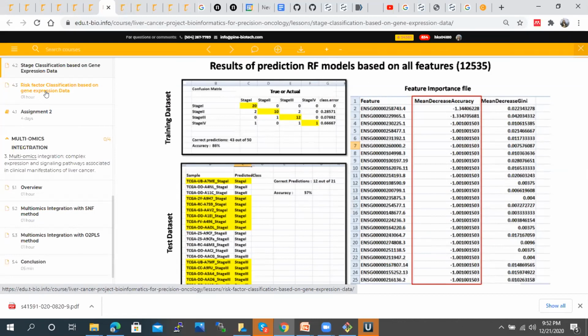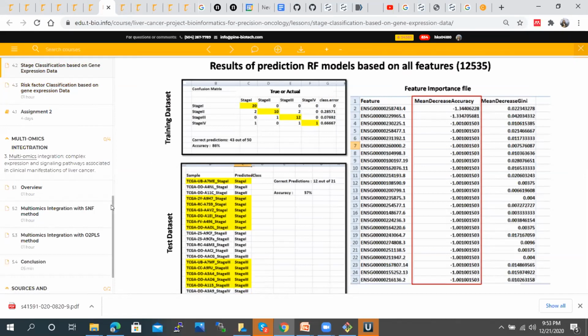Then apart from that, it could be an alcoholic condition. So those are considered the risk factors for liver cancer. Next, we proceed to see whether we can classify the samples based on the risk factors. Here again we have applied supervised machine learning approaches and tried to identify a particular subset of genes that can actually distinguish samples based on the risk factors.